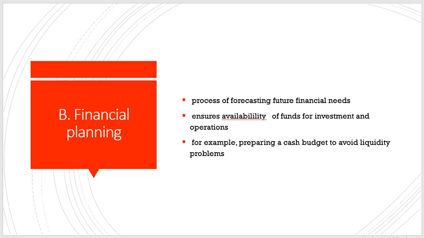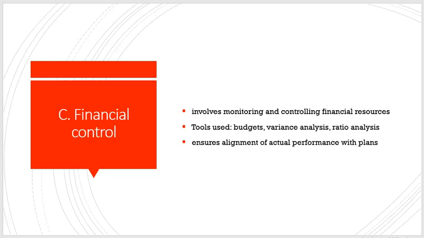For example, we can prepare a cash budget now so that we prevent liquidity problems in the future. If you have a cash budget, you know how much funds you spend and you can prevent challenges which might occur in the future. So once we have made the financial planning, we should now be able to control the resources.